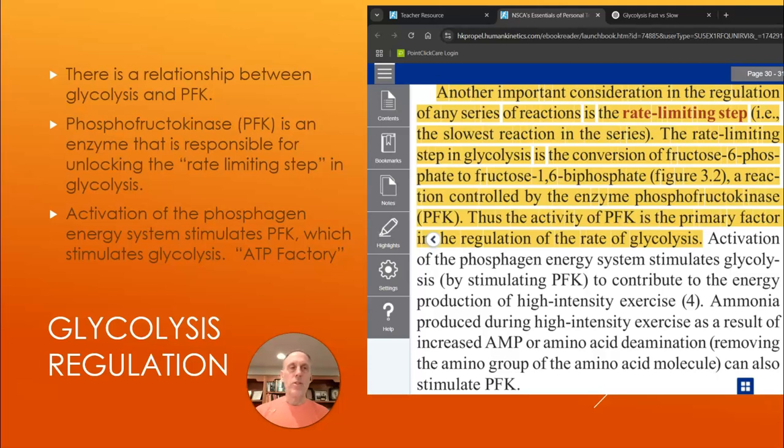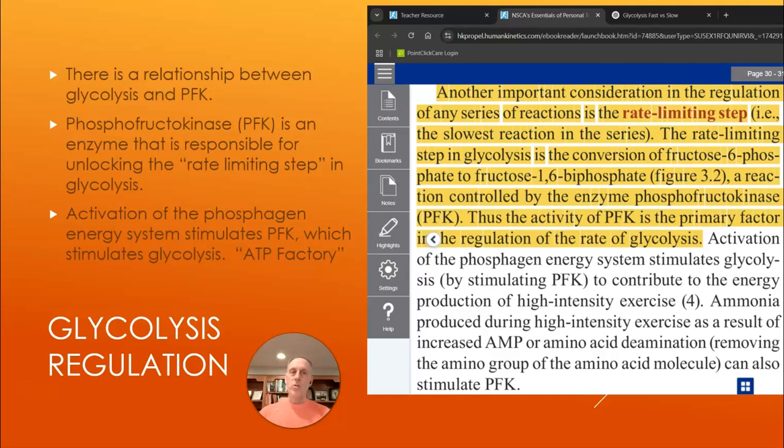They note another important consideration in the regulation of any series of reactions is the rate-limiting step. The rate-limiting step in glycolysis is the conversion of fructose 6-phosphate to fructose 1,6-bisphosphate, a reaction controlled by the enzyme phosphofructokinase. Thus, activity of PFK is a primary factor in the regulation of glycolysis. That is a very key part of this passage, and it's also a very key question, I believe, on a quiz or a test somewhere down the road.